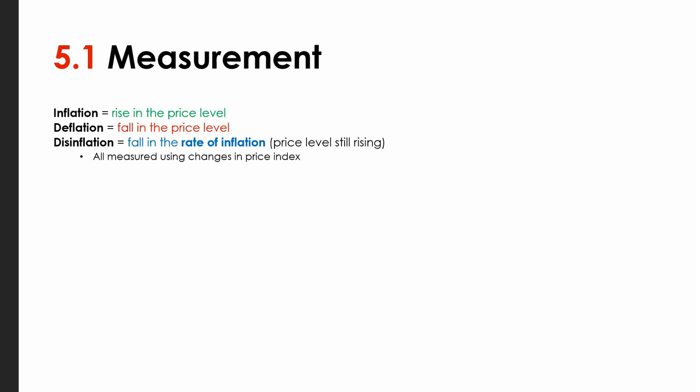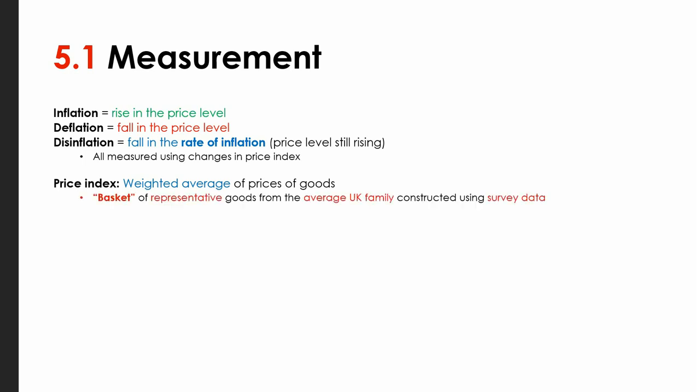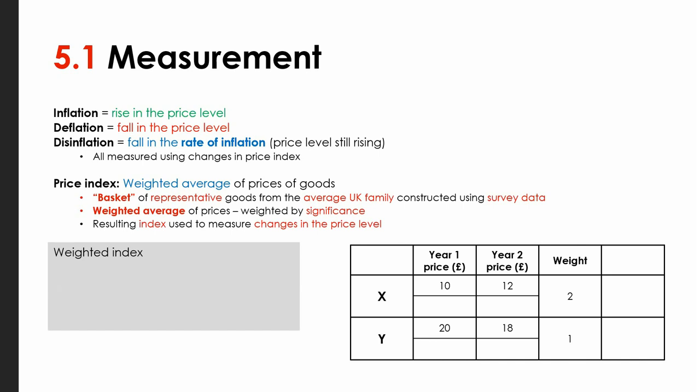Now, all of these are measured using changes in a price index, which is a weighted average of the prices of goods and services in an economy. It's constructed using a basket of representative goods from the average UK family, which is data that's gathered using a survey, the Living Costs and Food Survey. A weighted average of prices is taken, and the weights, the significance of those prices, is based on how much the average family buys of those goods and services. And a resulting index is used to measure changes in the price level.